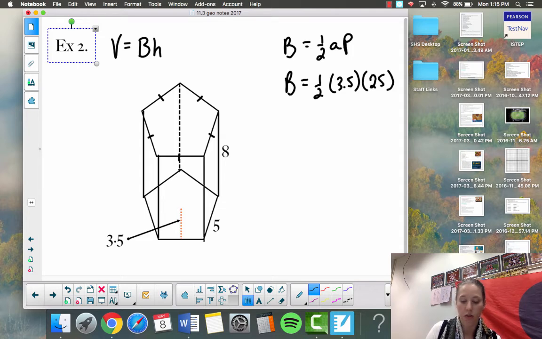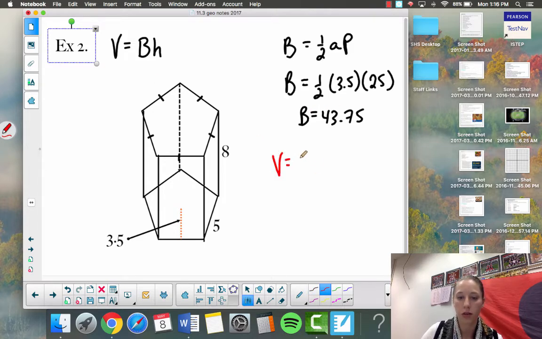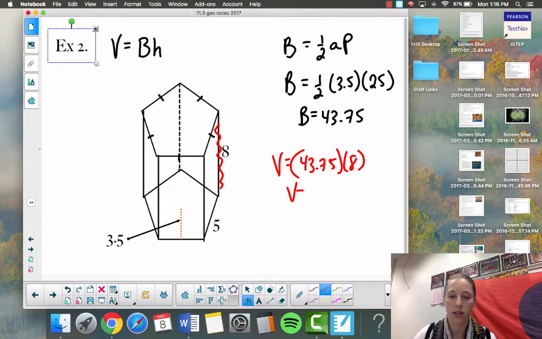Then it's just a matter of multiplying this all out. 1/2 times 3.5 times 25 gets us 43.75. So that's the area of the base. Then we just have to multiply that number by the height. When I plug this into my formula, I get volume equals 43.75 times the height of the whole prism from one base to the other, which is 8. When we multiply that out, this one works out nice. We get 350, and this would be units cubed. And we're done.